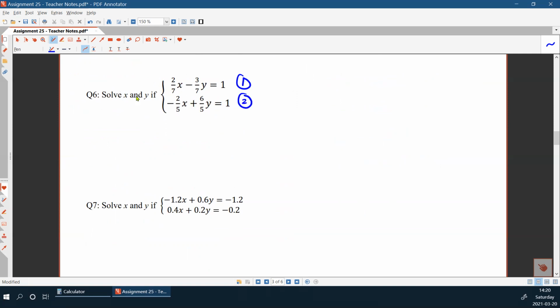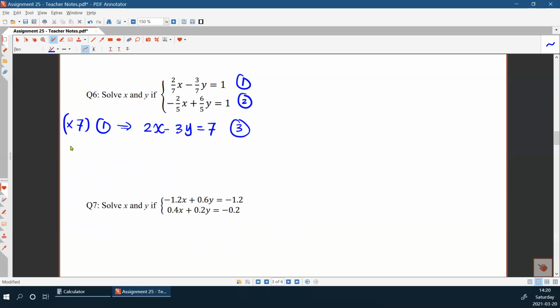Question 6, what's the difference between question 6 and 5? Question 6 has ratios, right? So we can simplify this question by eliminating all the ratios. So we can times 7 to both sides of equation 1. And that will give you 2x minus 3y equals 7, right? And this new equation looks neater. You can call this number 3.